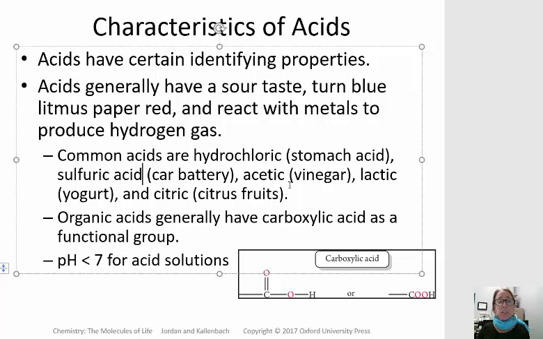Acetic acid is found in vinegar, lactic acid is found in yogurt, and citric acid is found in fruits such as lemons and limes and oranges. And these last three acids are organic acids known as carboxylic acids. So you may remember this functional group: carbon is doubly bonded to an oxygen, and that same carbon is bonded to an oxygen that is bonded to a hydrogen. And this hydrogen here is what's known as the acidic hydrogen. Acids are defined by this acidic hydrogen.